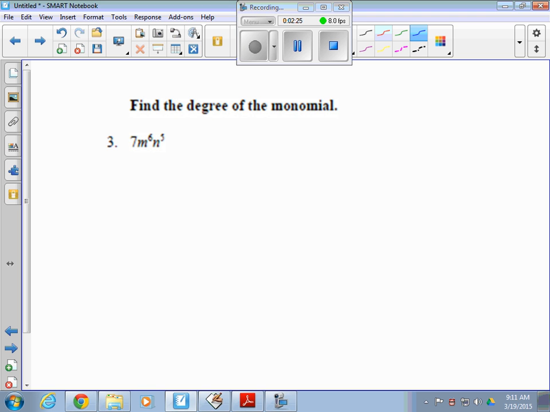Number 3 says find the degree of the monomial. Remember, the degree is the largest exponent that's represented. So it's m to the 6th power. So this is a 6th degree monomial.